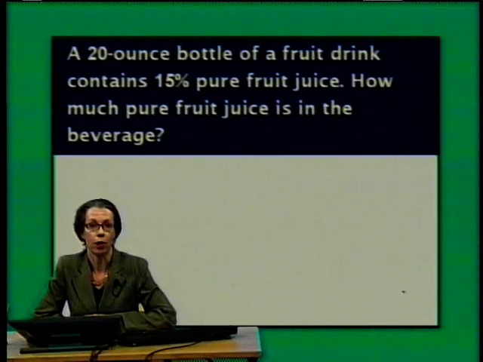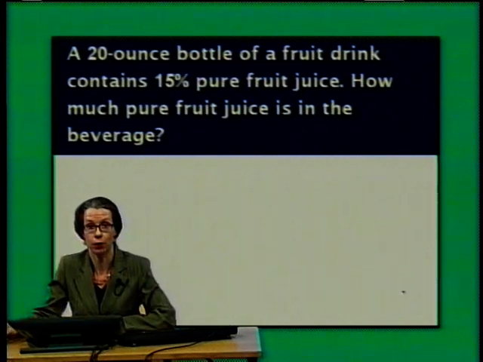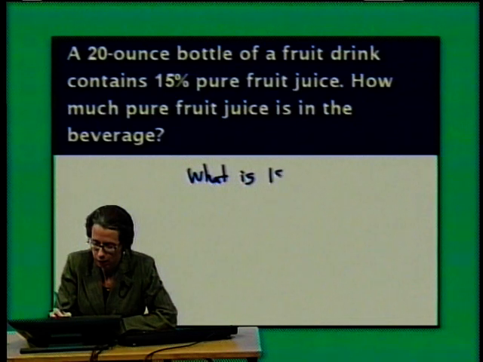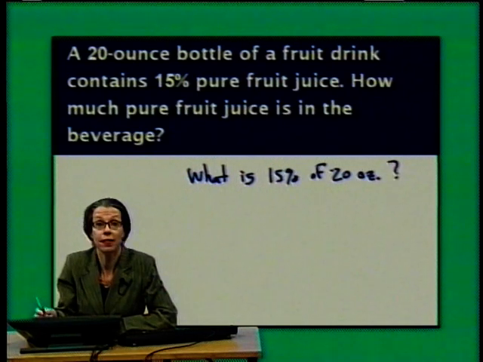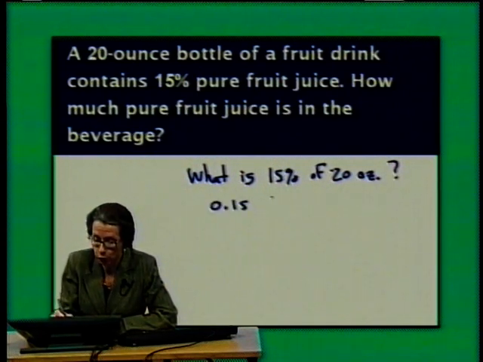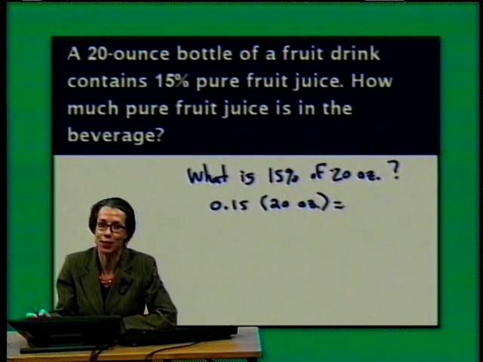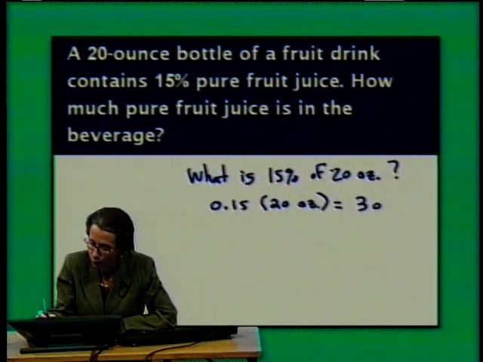A 20-ounce bottle of fruit drink contains 15% pure fruit juice. How much pure fruit juice is in the beverage? Well, really the question here is, what is 15% of 20 ounces? And to calculate this, we're just going to multiply 20 ounces by 0.15. I know 10% of 20 ounces is 2 ounces, and another 5% would be another ounce. So this will be 3 ounces.